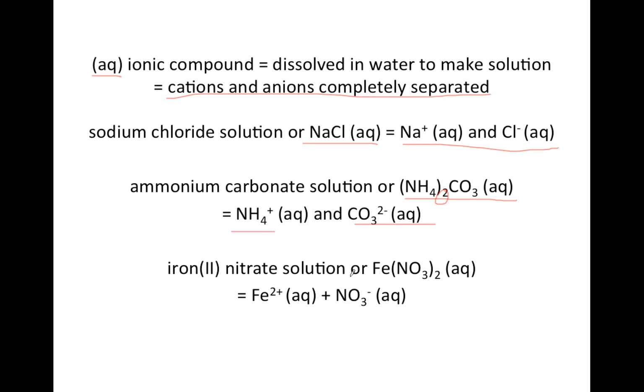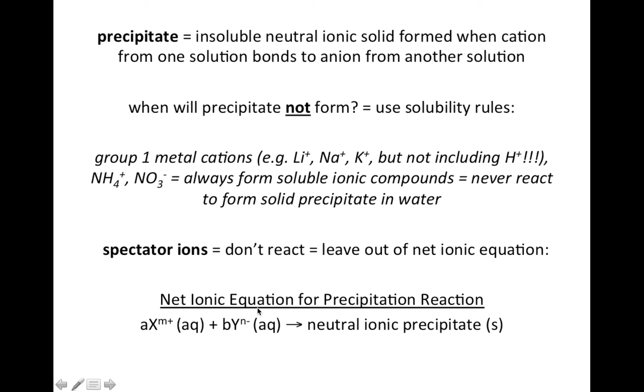Last example, iron(II) nitrate solution, or Fe(NO3)2. We know nitrate has a -1 charge. Therefore, since there's 2 of them, it must mean that the iron has a +2 charge. So it separates into Fe2+ ions and nitrate ions. And again, there are 2 nitrates for every 1 iron or Fe ion, but we don't need to specify that at this stage. So let's talk some terminology.